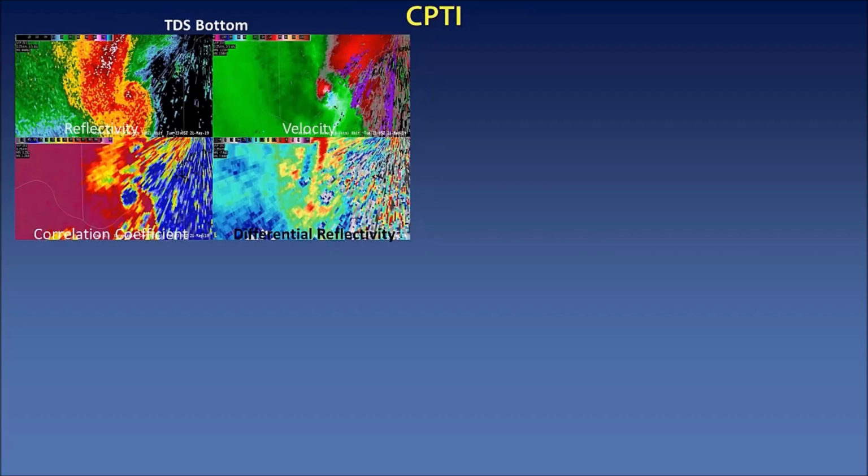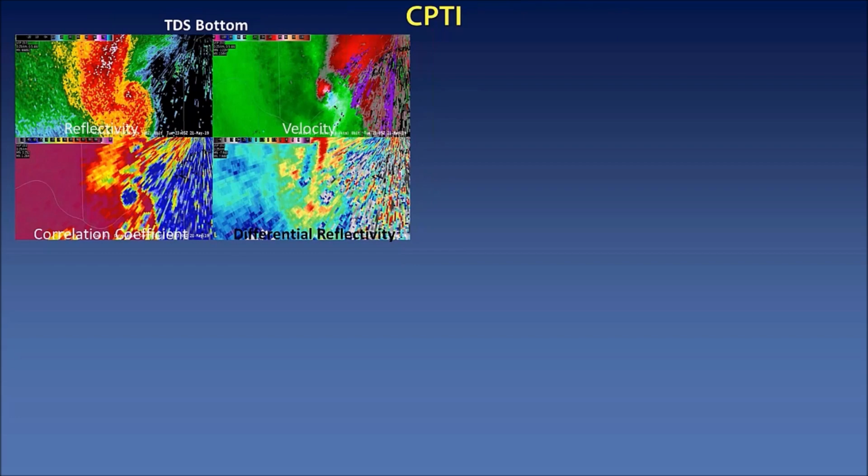So we will be looking at the same St. Louis case, and this was after the tornado had formed. You'll notice on the top left of this image is reflectivity, velocity top right, correlation coefficient bottom left, and differential reflectivity bottom right. Very clear tornado debris signature with 65 dBZ reflectivity, and that significantly reduced correlation coefficient evident at the TDS.